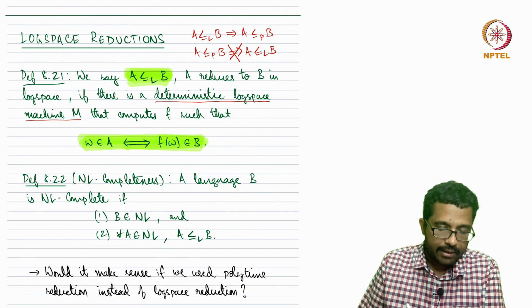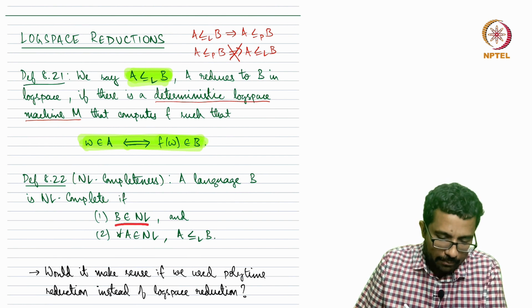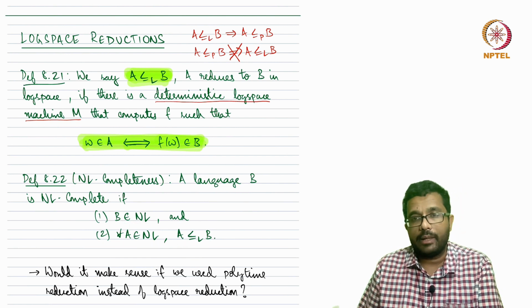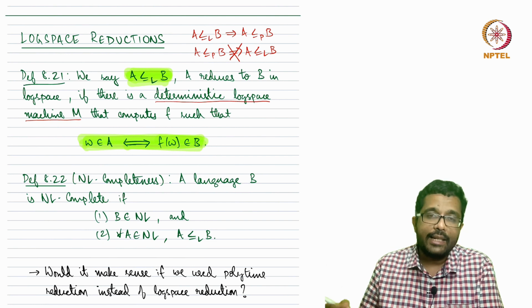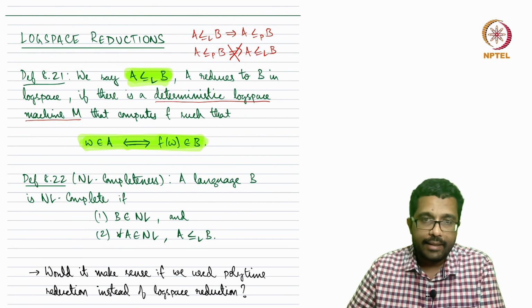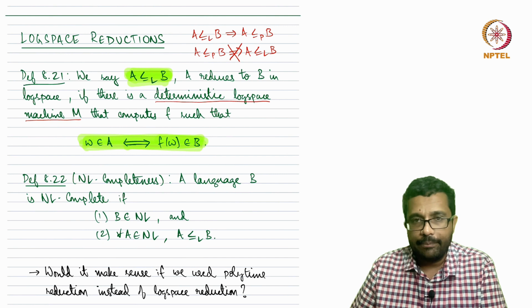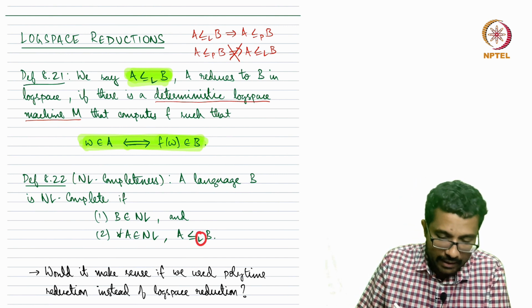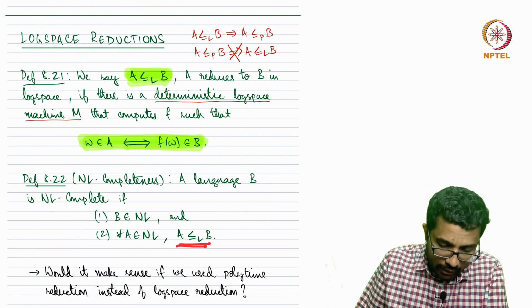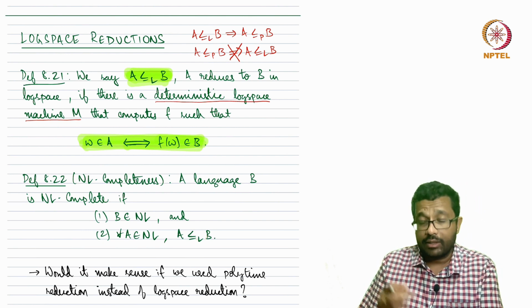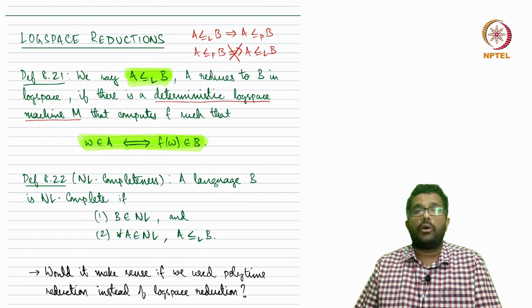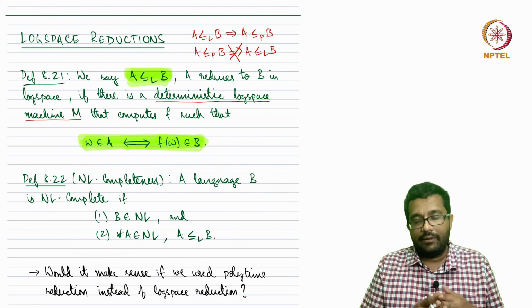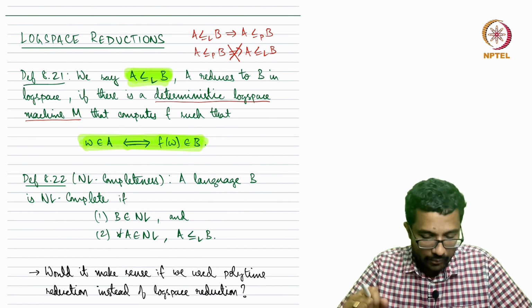In NP-completeness, we said that B is NP-complete if B is in NP and all languages A in NP are reducible to B in polynomial time. Here we say the same thing: a language B is NL-complete if B is in NL and all languages A in NL are reducible to B in logarithmic space. So we have a more constrained reduction requirement. Log space reduction is more constrained than polynomial time reduction. We are allowing less resources, logarithmic space, which is actually less than polynomial time.